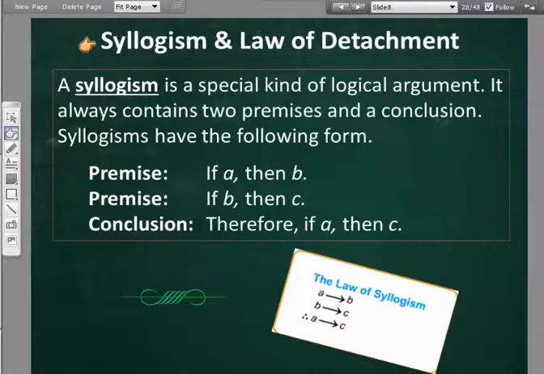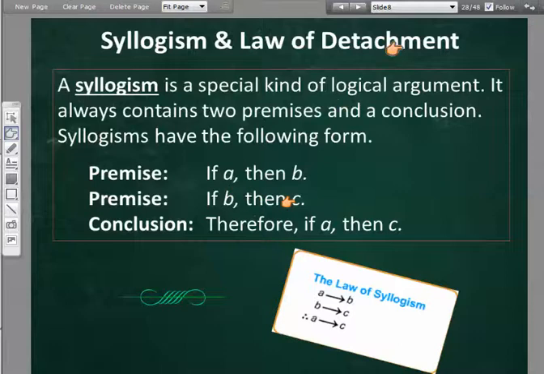Okay, let's talk about syllogism and law of detachment. Well, we're going to just talk about syllogism first. Remember, it's a special kind of logical argument. It always contains two premises and a conclusion. Syllogisms have the following form. Here's a premise: if A, then B. Here's your second premise: if B, then C. And then here's your conclusion: therefore, if A is true, then C is true. A, B, and C all represent statements.